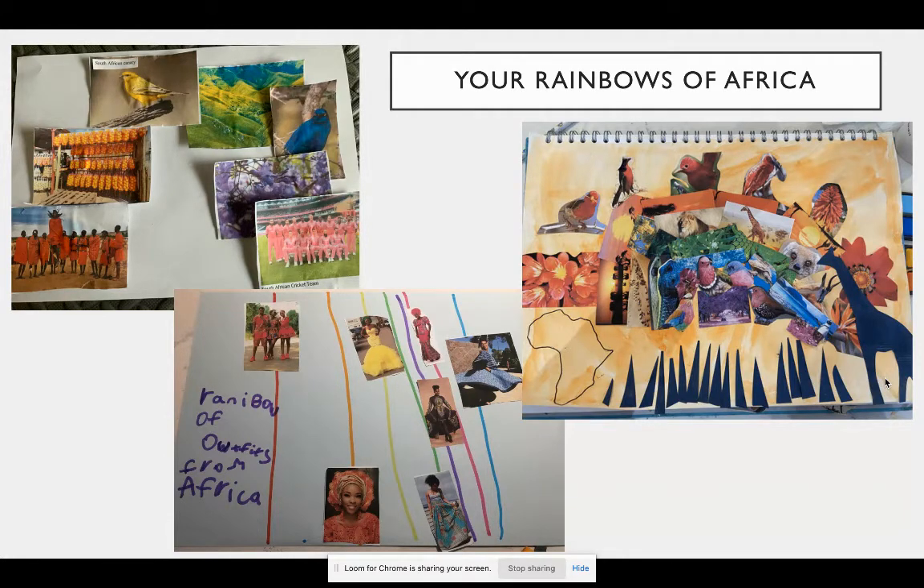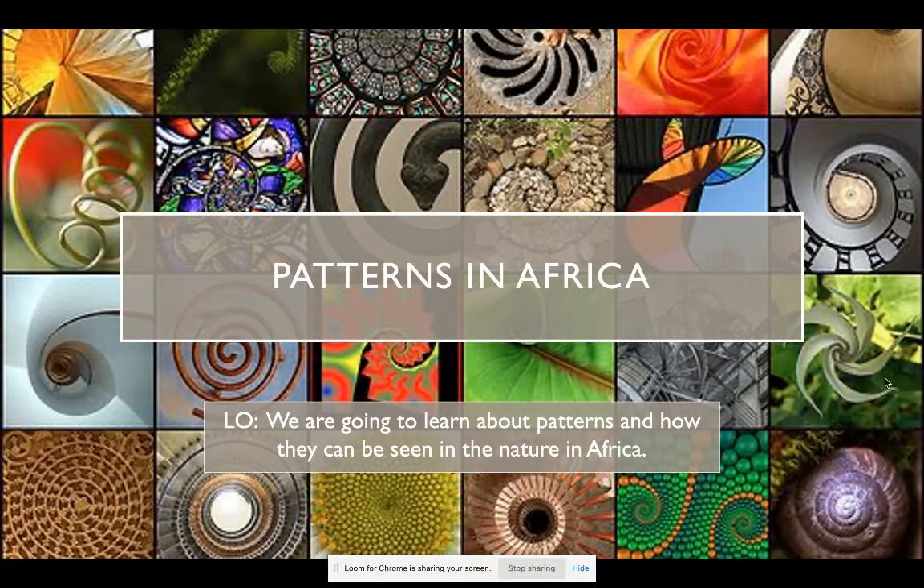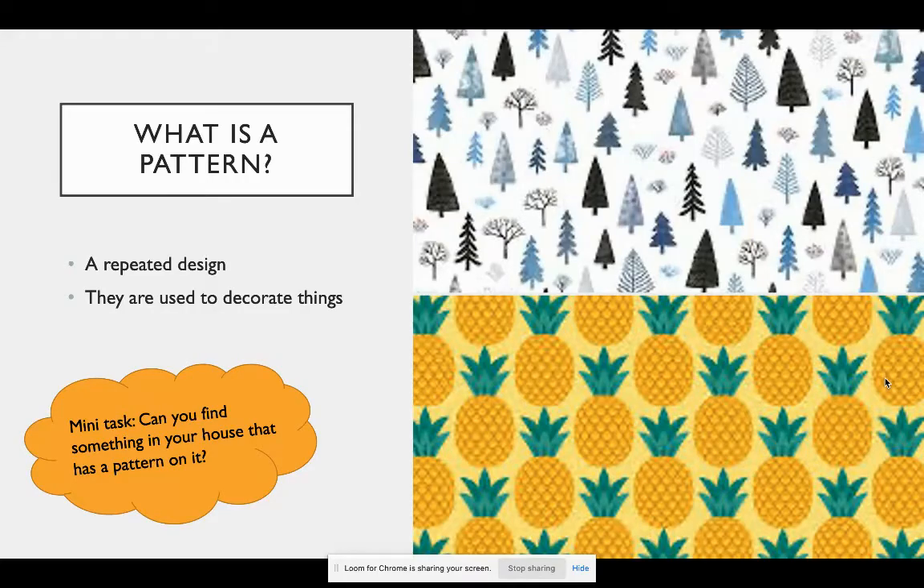Well done, everybody. So today we're going to look at patterns in Africa and we're going to learn about patterns and how they can be seen in nature. Before we start, we're going to look at what a pattern is. I'm sure some of you already know. A pattern is a repeated design, which is like the photos at the side. You can see the pineapples, they're all the same going across. And they're usually used to decorate things. So you might see them on fabric, or I've got some dinosaurs on my phone case that's a pattern.